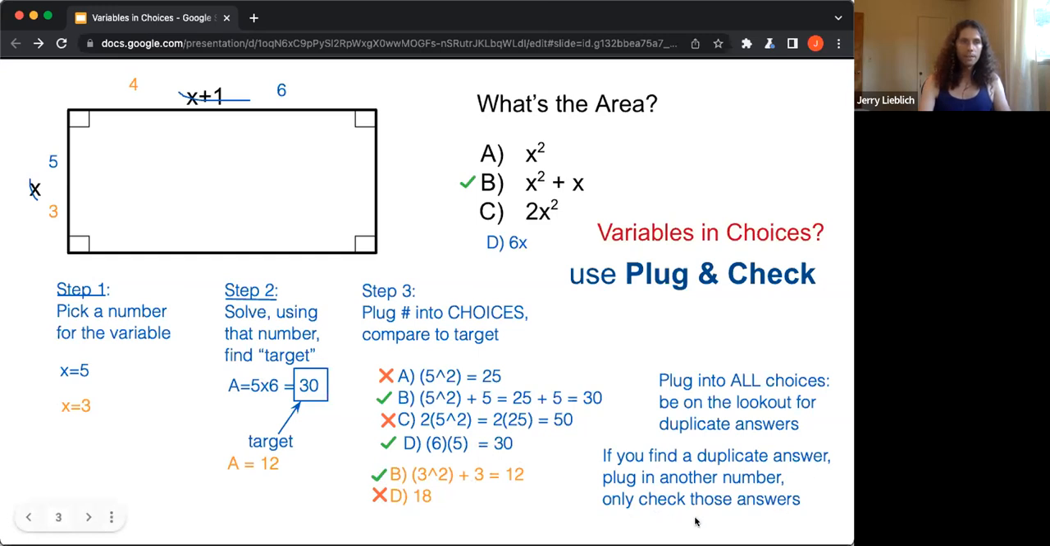So it's rare that this happens, but you still want to make sure to do this step of plugging into all the answers, just in case. So that's the technique in a nutshell. We're going to practice it a bunch today. But before I move on, are there any questions about how this works or anything anybody would like clarified?